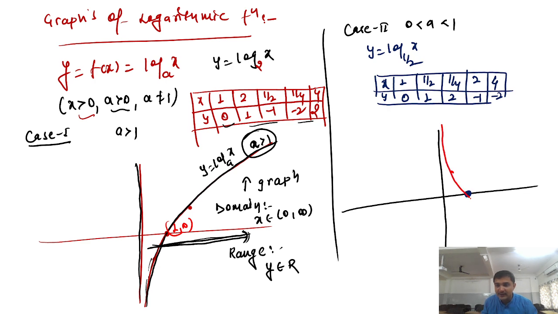Okay, sir. So likewise we'll be getting the graph. Yes, this point is 1 comma 0. At 2 we are getting minus 1 here, right? Correct. So likewise we'll get this decreasing graph. The decreasing graph of the function we'll be getting over here.